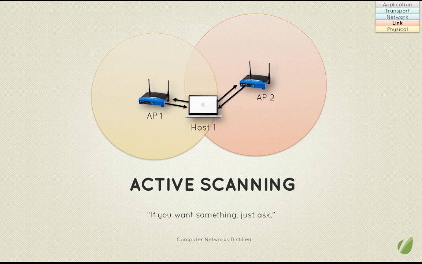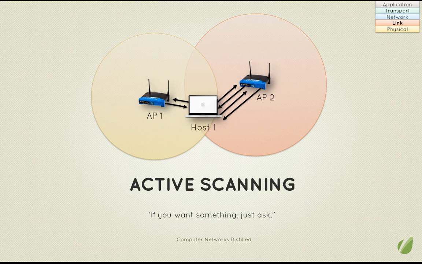Host 1 will send an association request frame to the selected access point, and the access point would respond with an association response frame. You see that host 1 and access point 2 are associated with each other, and host 1 will be sending its traffic through access point 2.